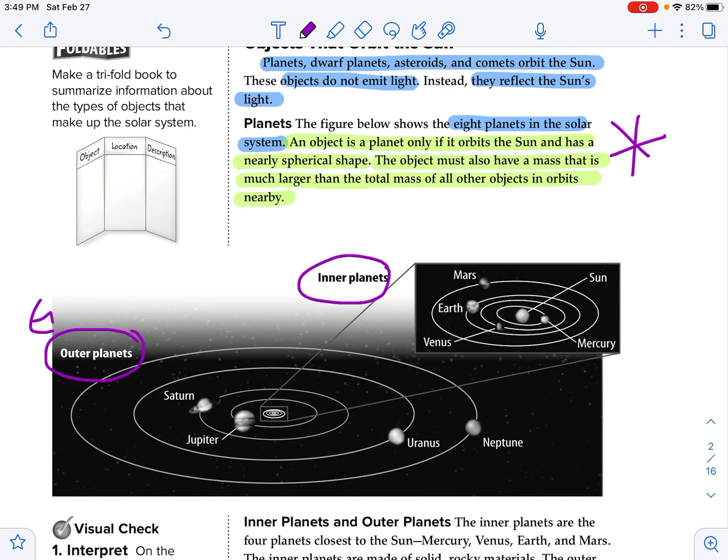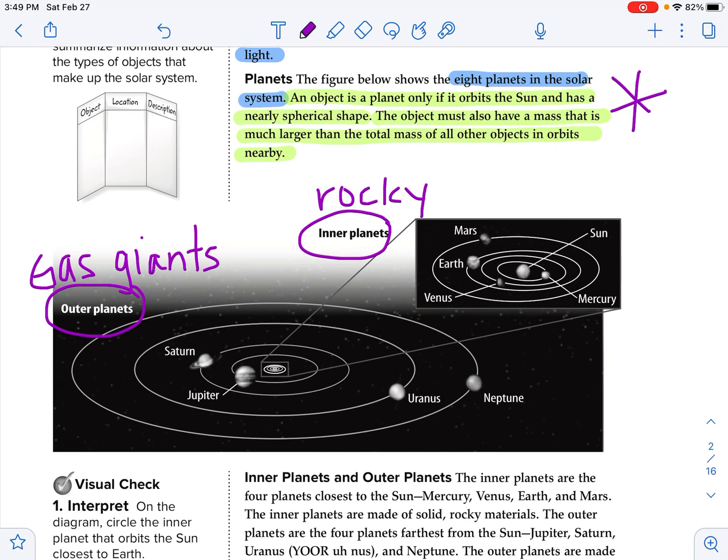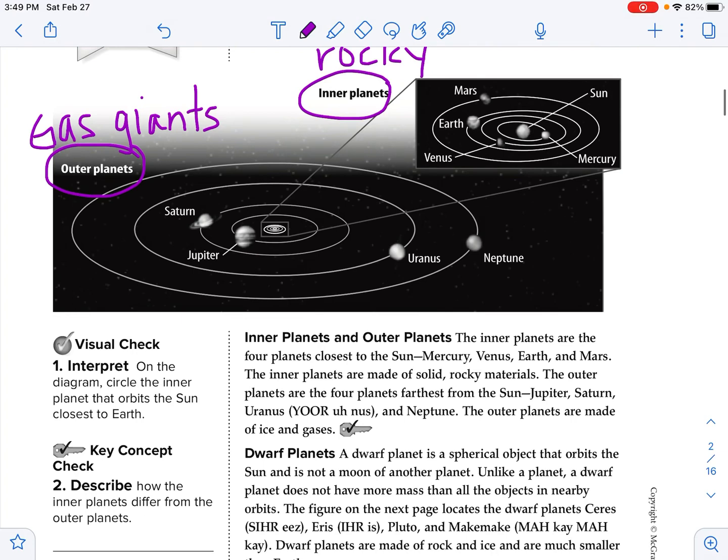Our outer planets are also known as the gas giants because of the makeup of them. Okay, gas giants, and these are the rocky planets. So we have Mercury, Venus, Earth, and Mars as our inner planets, and then Jupiter, Saturn, Uranus, and Neptune as our outer planets. The inner planets and the outer planets.